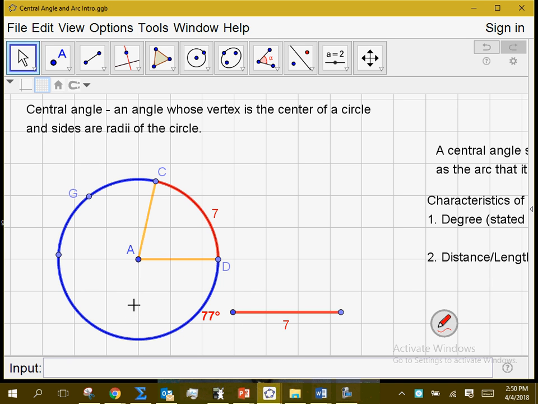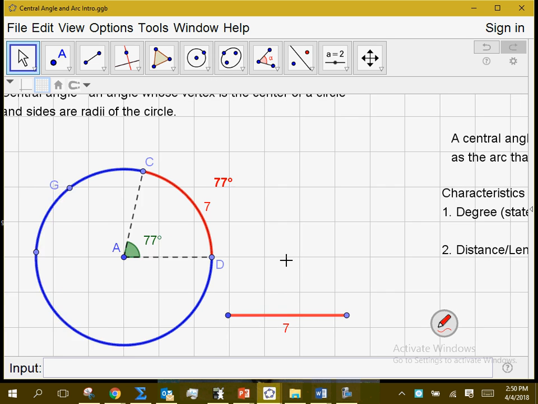Is that okay with everyone? We will talk about that angle where the vertex was down here on the circle. But right now, we're only talking about that angle right there. And we see that angle they're saying is 77 degrees. And I can change that.